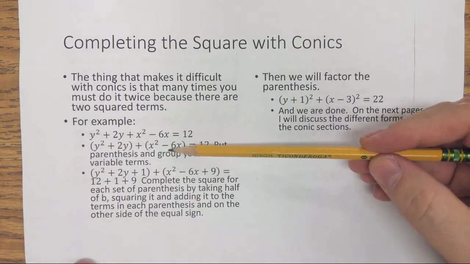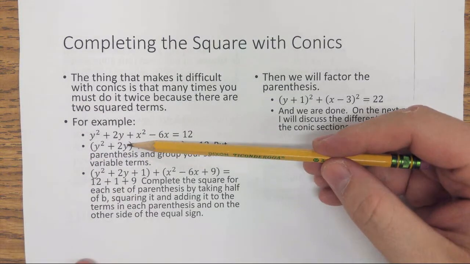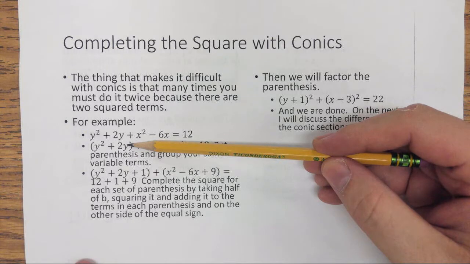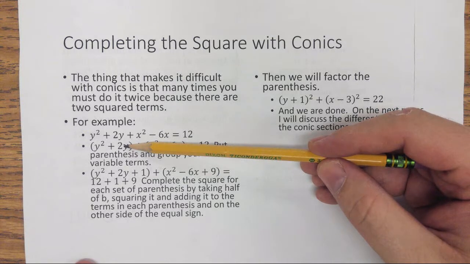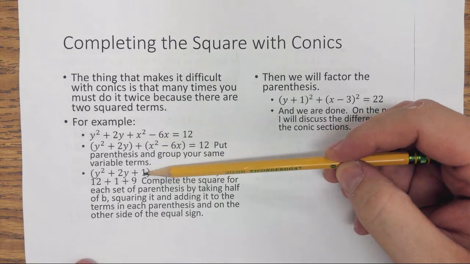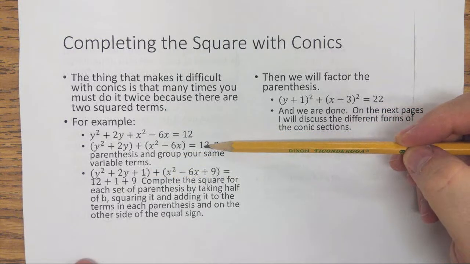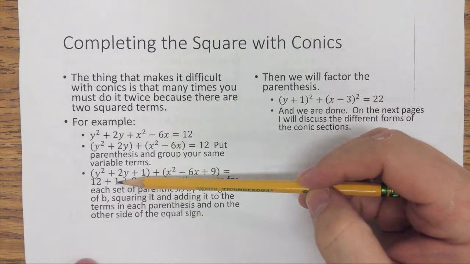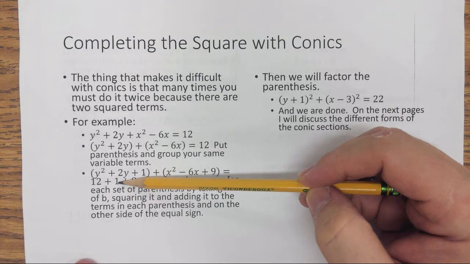To complete the square with the y, I'm going to take half of b, which is 2, so that's 1, and square it, and then add it. 1 squared is 1, so I added that. Not only did I add that here, but because I have the number over here, I also added a 1 to the 12 on that side.